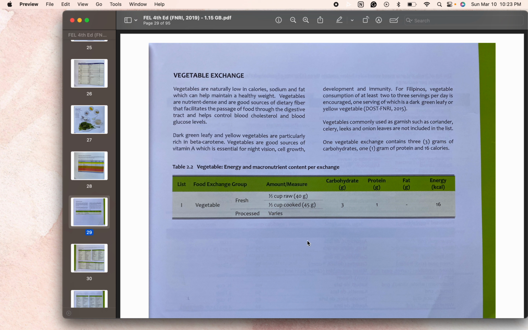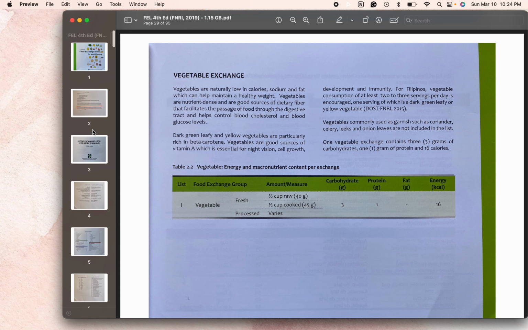Say, for example, one exchange of vegetable would mean it's either half cup raw or half cup cooked. You'll appreciate more what exchanges mean when we tackle the food exchange list or creating the sample meal plan, but that will be on the later part. Let's focus first on determining your BMI.